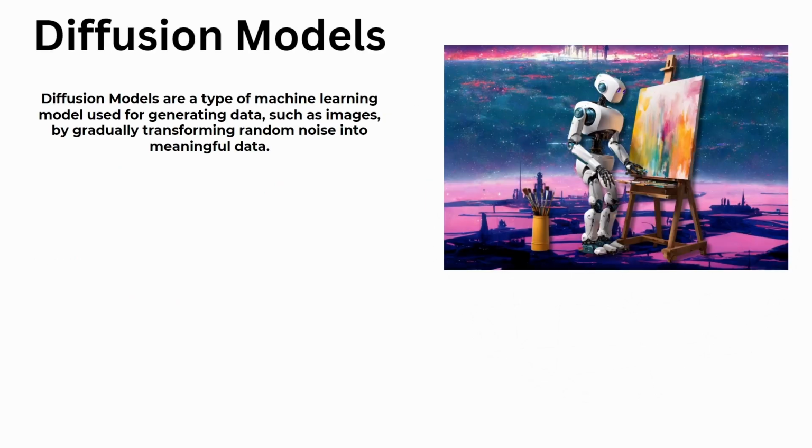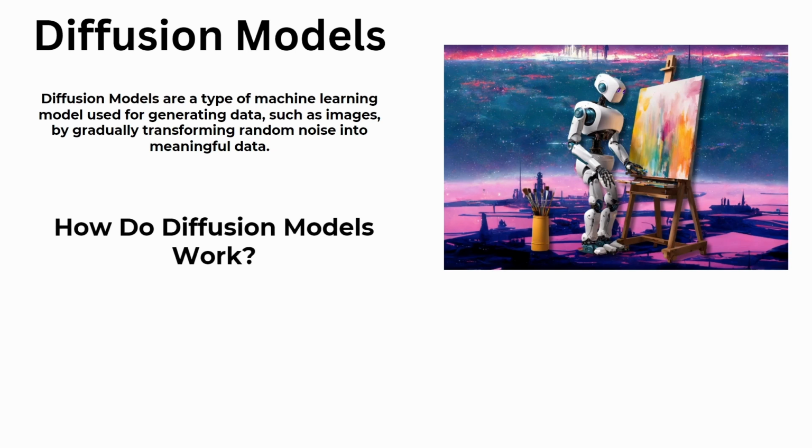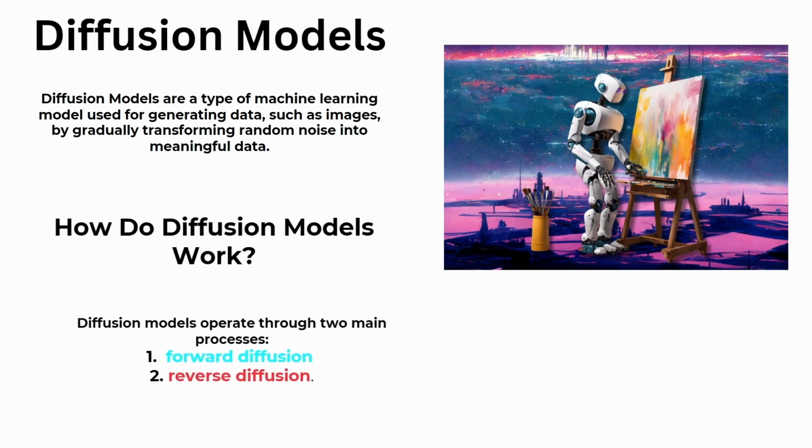Next we have the diffusion model. What exactly is the diffusion model? In simple terms, it adds noise to an image, and then does the denoising, and that is the step it learns. We will see how exactly it works. So the diffusion model operates through two main processes.